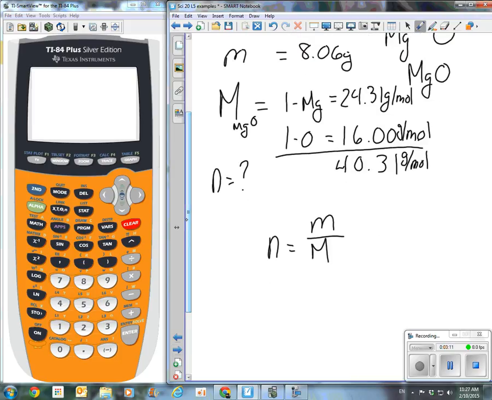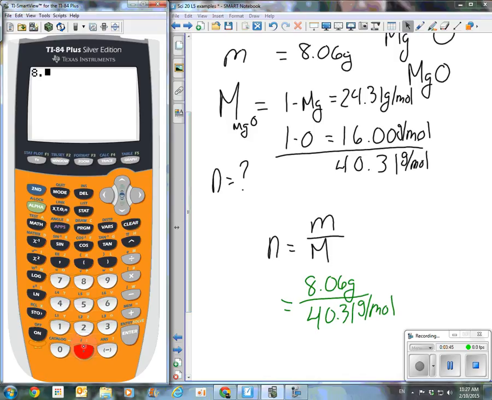Well, the mass that's given to me in this question here is 8.06 grams. Molar mass being 40.31 grams per mole. Now, given that information, we know that my answer needs to be less than 1, and that makes sense because 1 mole weighs what the molar mass weighs, which in this case is 40.31 grams. So I obviously have significantly less than 1 mole of magnesium oxide.